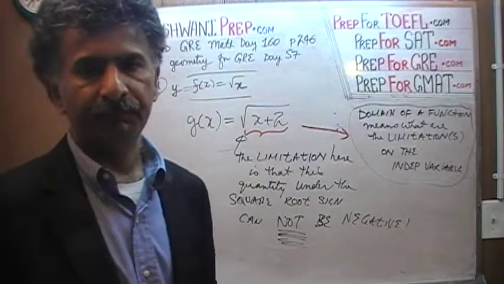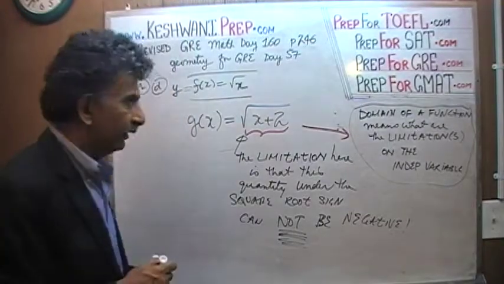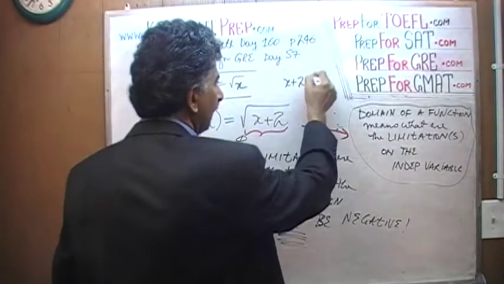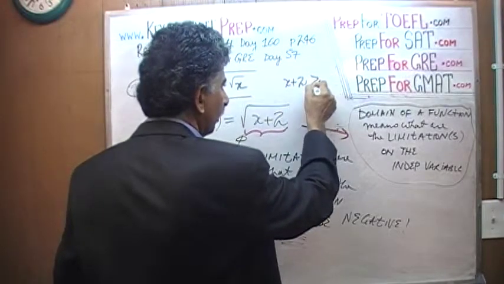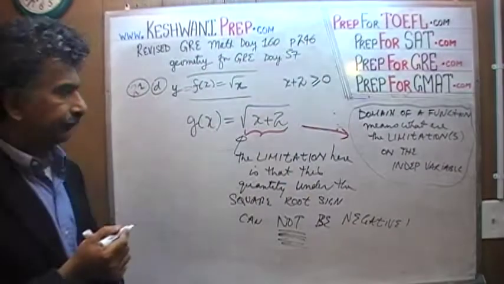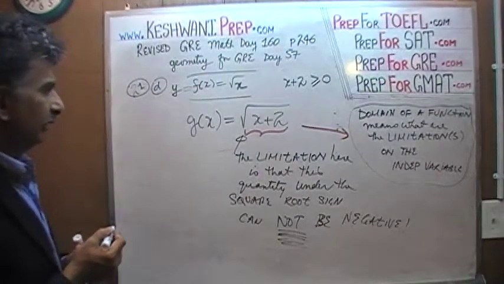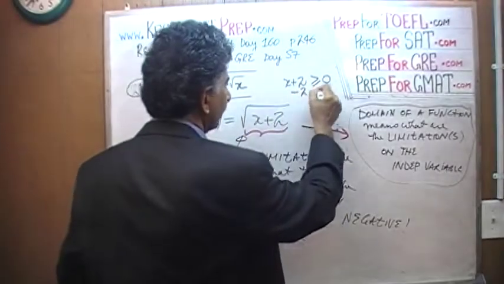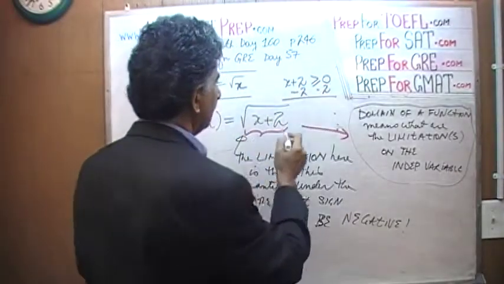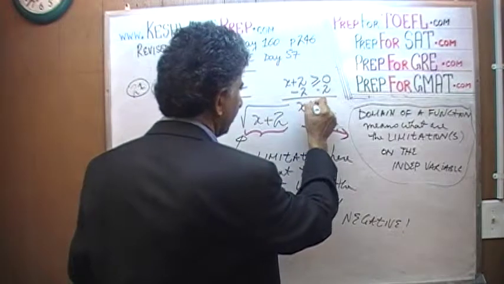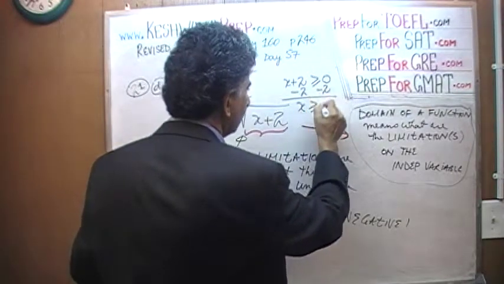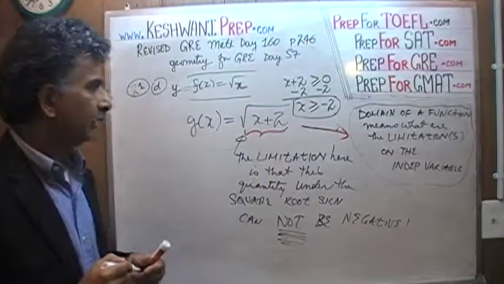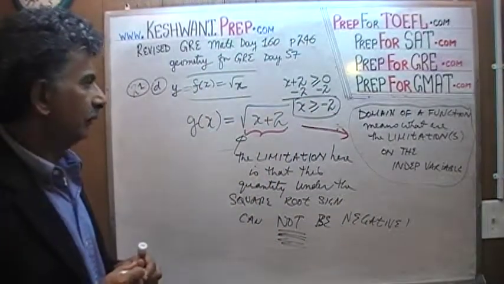It doesn't exist. Therefore, the limitation here is that x plus 2, this quantity right here, has to be greater than or equal to 0. If you subtract 2 from both sides of the inequality, we get our domain. x over here has to be greater than or equal to negative 2. Voila, this is your domain. x has to be greater than or equal to negative 2.